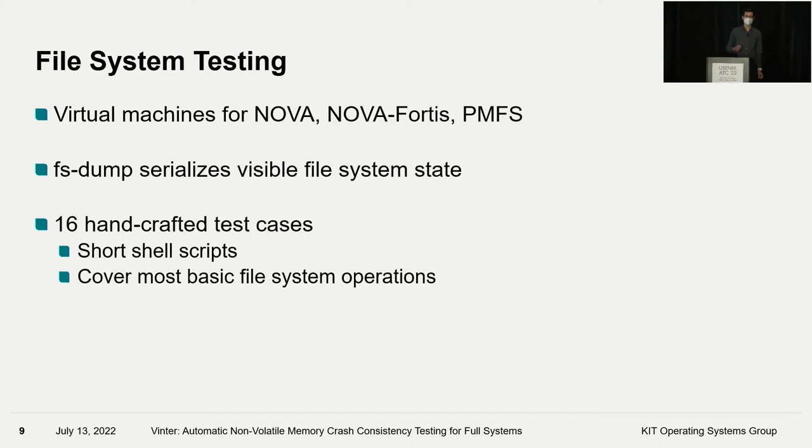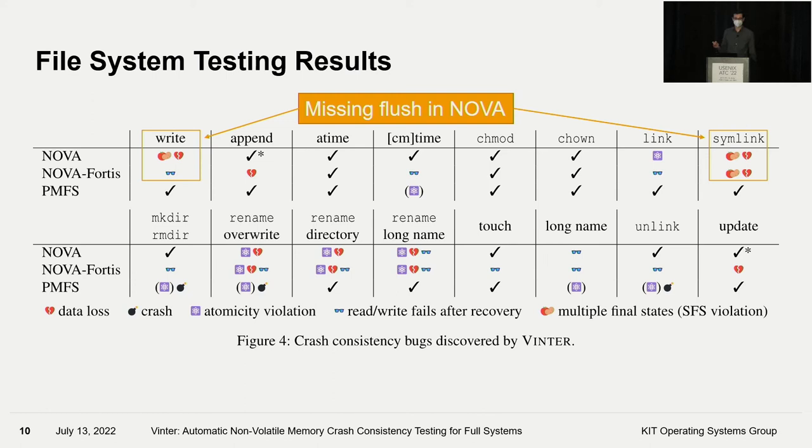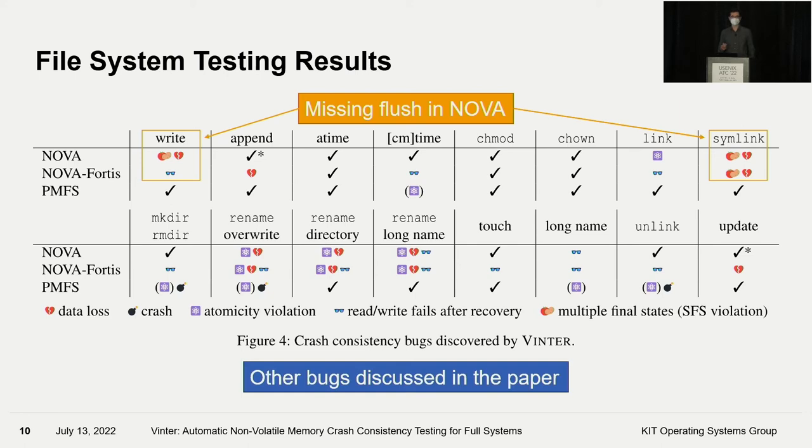The results of our tests are shown in this table. It is easy to see that we found several bugs across all three file systems that we tested that ranged from data loss to crashes and atomicity violations. We had cases where reading and writing the file system, even if it's only unrelated files, failed after recovery. And also violations of our single final state property. In this presentation, I want to get into more detail of one particular bug, of a missing flush in Nova. The other bugs are discussed in more detail in the paper.